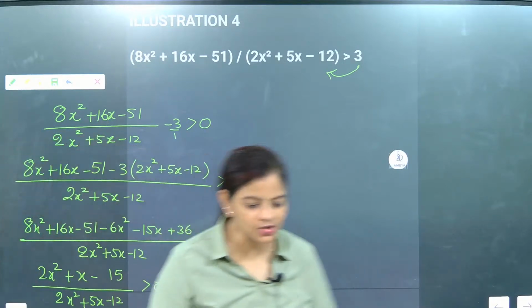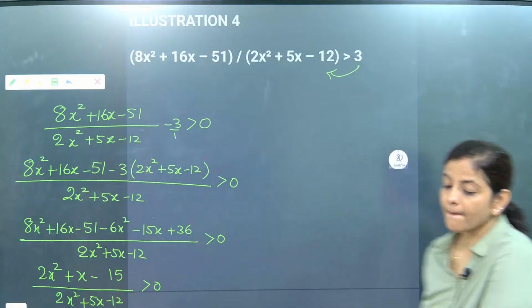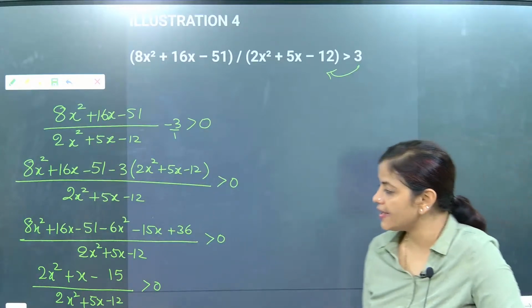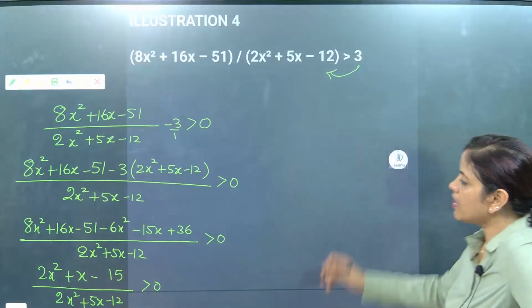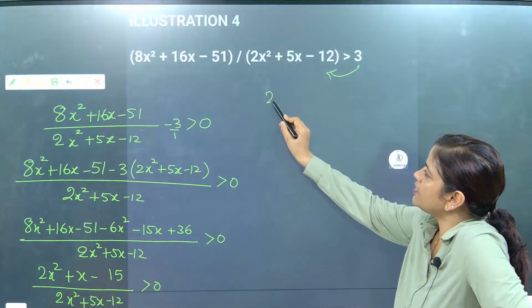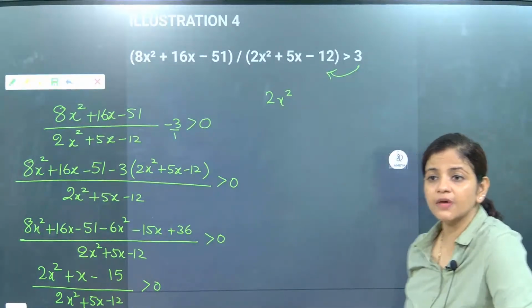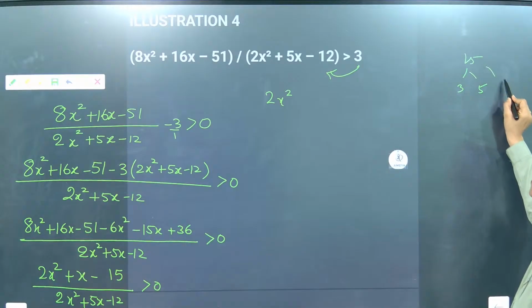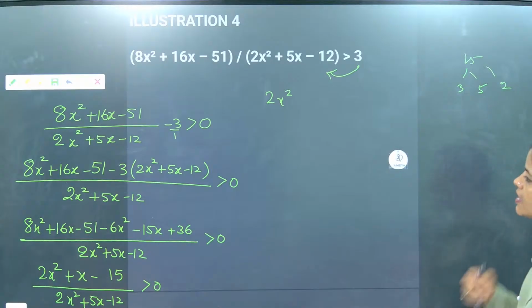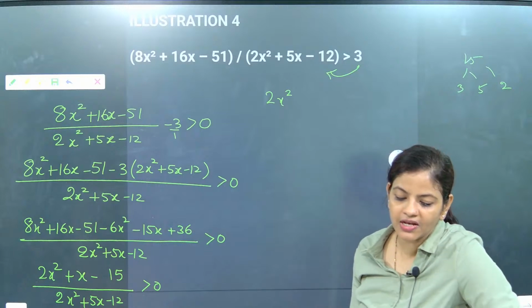I hope till here it is okay. Till here it is okay or not? Once we got till here, now the factor part, 15 and 12 are there. Now we are going to use middle split. So 2 times 15 is 30, which splits as 6 and 5. In the middle part we need plus x. What do we need in the middle part? We need plus x.